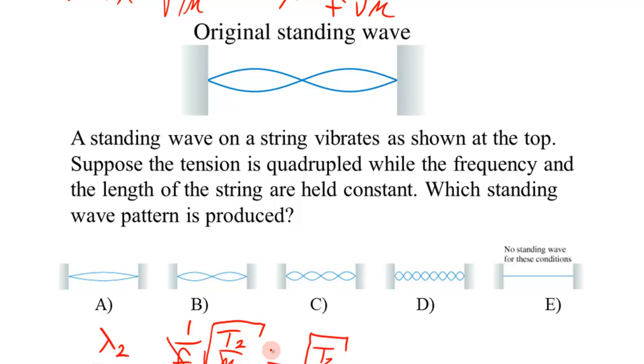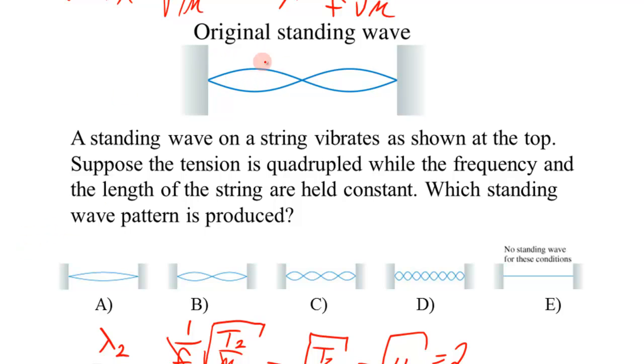Now T2 over T1 is 4, right? The tension has been quadrupled, so this is going to be the square root of 4, which is equal to 2. This means that after the tension is quadrupled, the wavelength has been doubled.